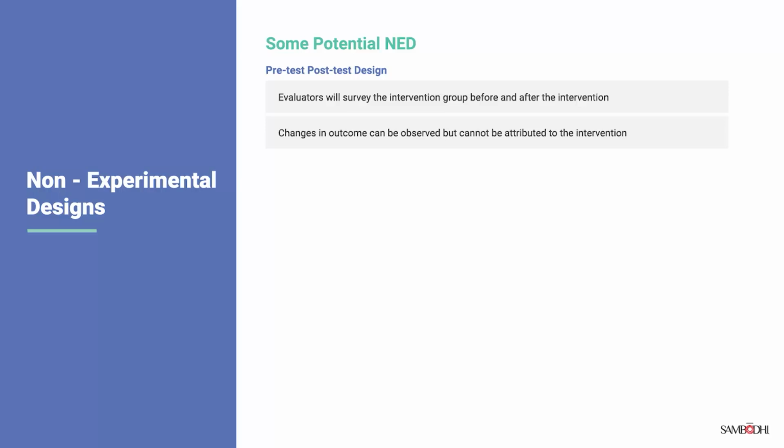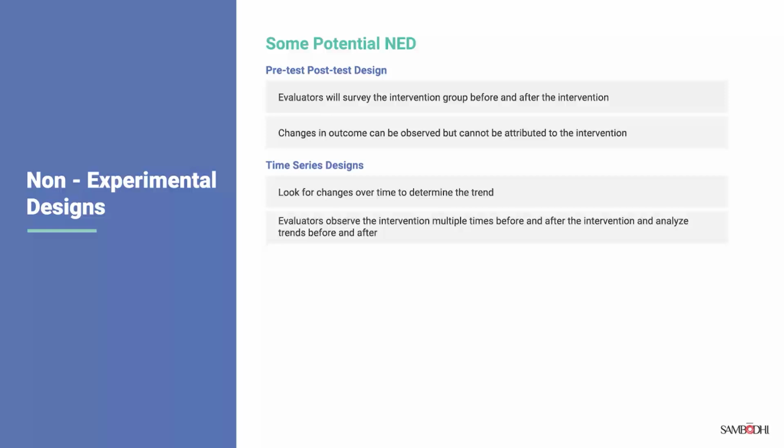Number 1. Pre-test post-test design. In this type of NED, the evaluators will survey the intervention group before and after the intervention. However, in this approach, even though we are able to track the changes in the outcome through observation, it cannot be attributed to the intervention.